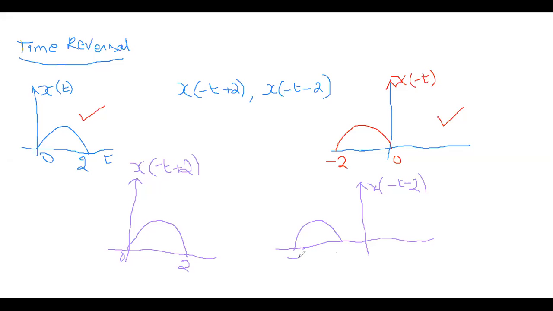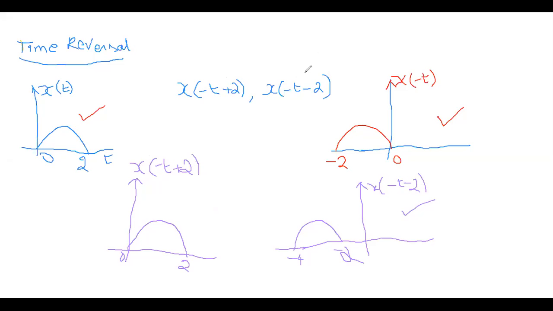So here, if you delay the same signal x of minus t by 2 units, obviously this is the obtained signal. For sketching these two signals, you must have the information regarding x of t. From x of t only, you are going to get x of minus t plus 2 and x of minus t minus 2. So you must have the information regarding x of t.